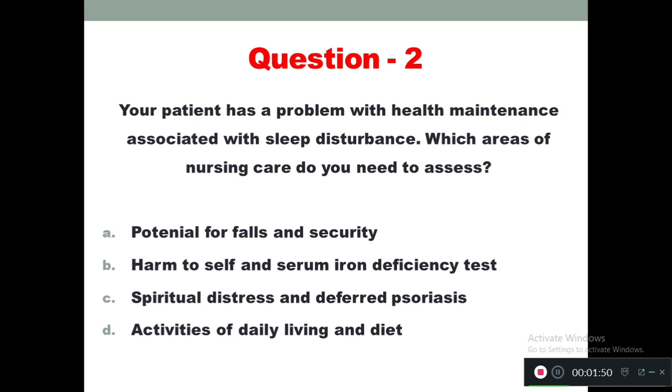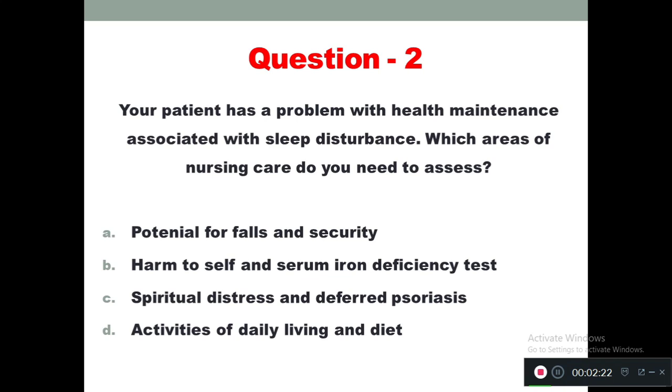Your patient has a problem with health maintenance associated with sleep disturbance. Which area of nursing care do you need to assess? Option A, potential for falls and security. Option B, harm to self and serum iron deficiency test. Option C, spiritual distress and deferred psoriasis. Option D, activities of daily living and diet.